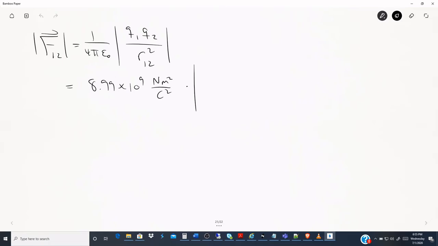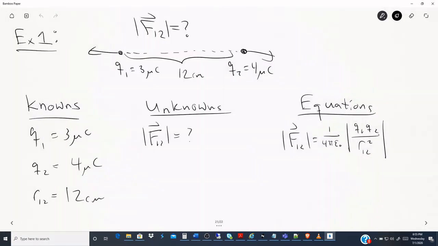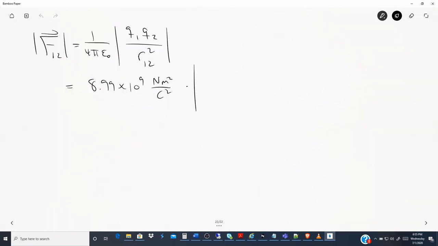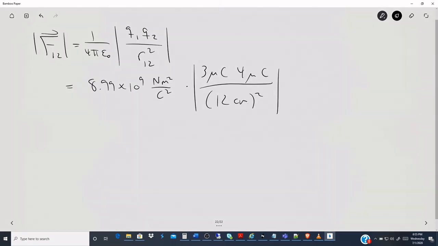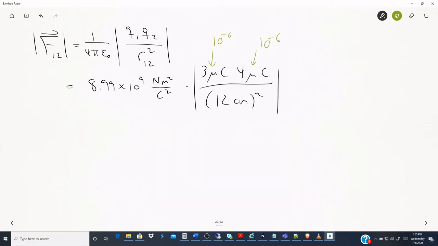And let me remind myself what the values are. 3, 4, and 12. So 3 microcoulombs, 4 microcoulombs, and 12 centimeters squared. And I'd better get in touch with what these magnitudes are. So micro stands for 10 to the negative 6, right? So micro is 10 to the negative 6.